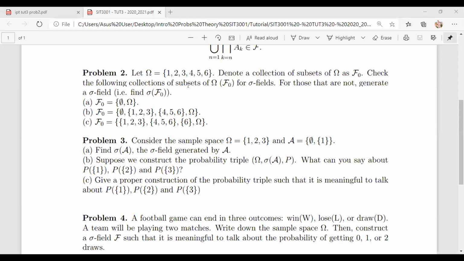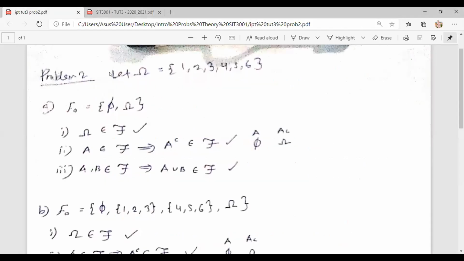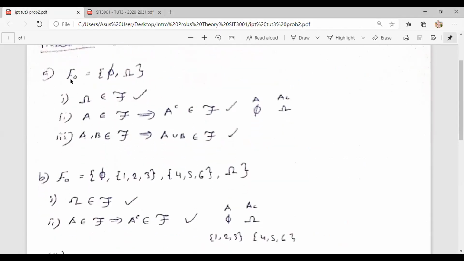Okay. For problem 2, let omega be {1, 2, 3, 4, 5, 6}. We need to identify whether each is a field, and for those that are not, generate a sigma field. For A, F naught is the empty set and omega, so this is a trivial field. The first condition: omega is in F, so it fulfills the condition. Second, if A is in F, then the complement is also in F, so it fulfills that also. And for A, B in F, A union B is also in F, so it is a field.